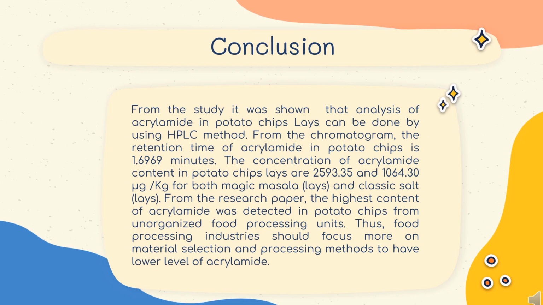From the research paper, the highest content of acrylamide was detected in potato chips from unorganized food processing units. Thus, the food processing industry should focus more on material selection and processing methods to have lower levels of acrylamide.